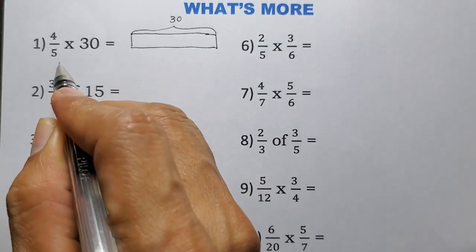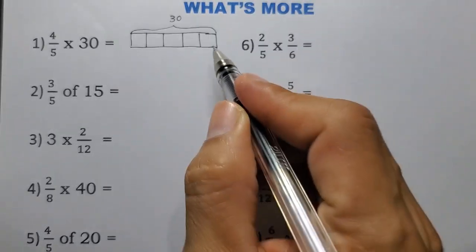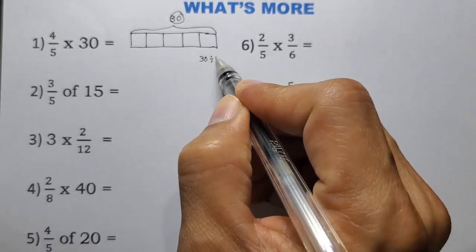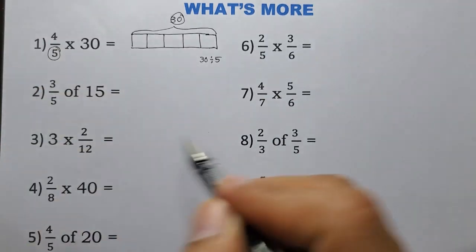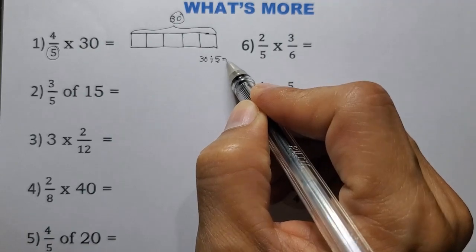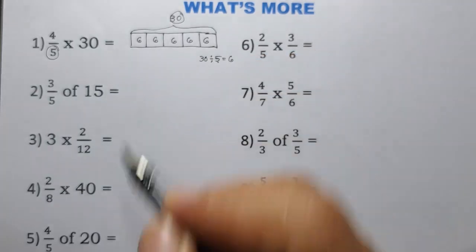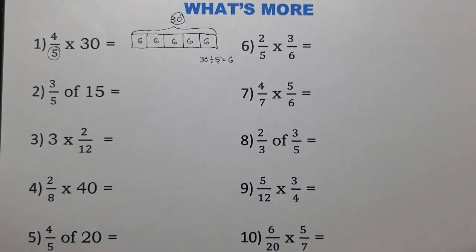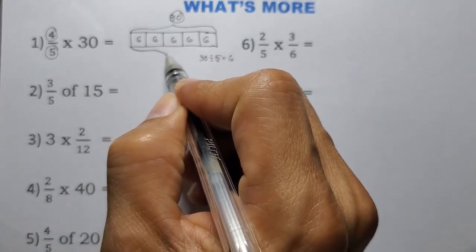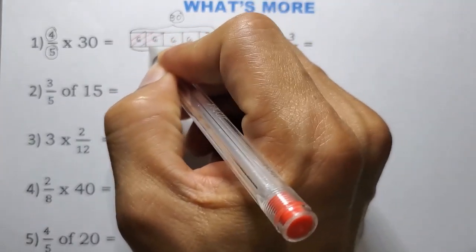Then for you to get 4/5, you divide it by 1, 2, 3, 4, 5 equal parts. So remember that your 30 here is divided into 5 equal parts. Okay? So each part would be 30 divided by 5 is equal to 6. You have to get each part. Once you know the value of each part or each unit, then you have to shade 4 parts. So 4 parts is from here up to here. Or if you really wish to shade that, you have to shade this portion.